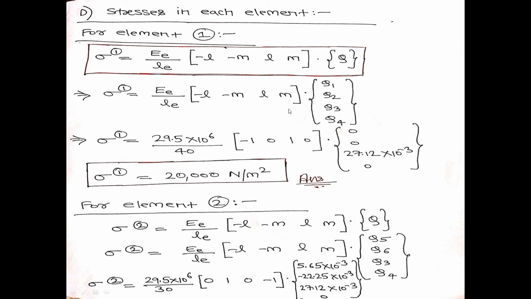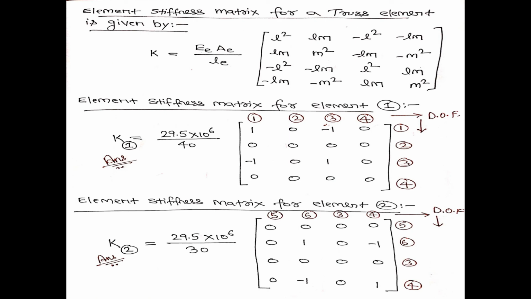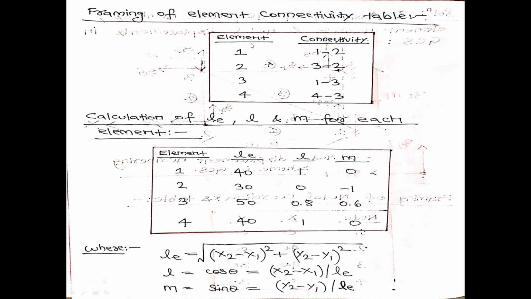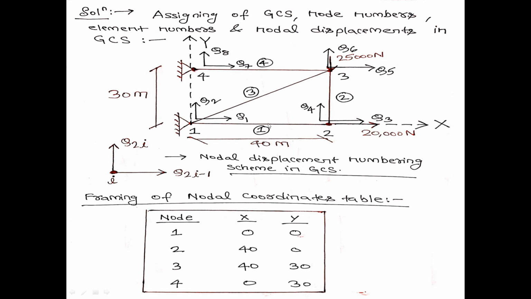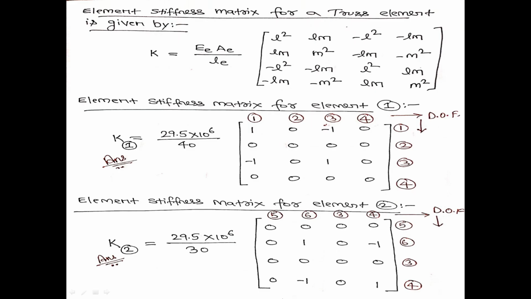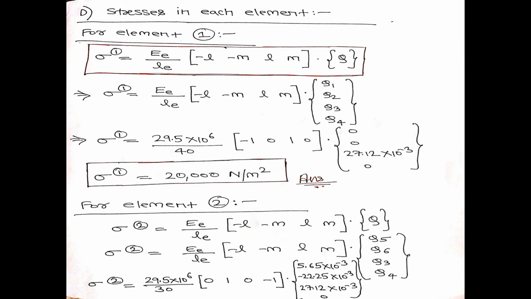LM. Already we have found out the values of L and M for element number 1 in very first step. So just substitute it, minus 1 0 1 0 into, that is nodal displacement vector. So if I see element number 1, I know that element number 1 connectivity is from 1 to 2. So if connectivity for element number 1 is from 1 to 2, then that Q matrix will be Q1 Q2 Q3 Q4. See, this Q matrix is Q1, Q2, Q3, Q4.